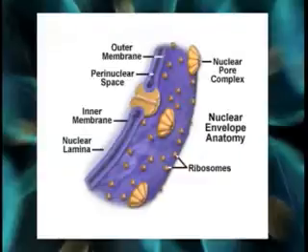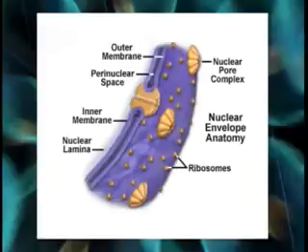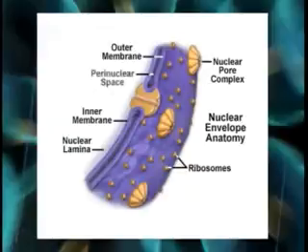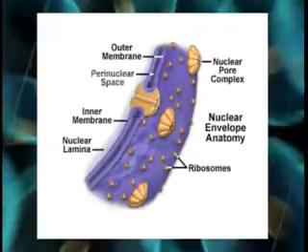The two membranes enclose an intervening space of about 100 to 700 angstrom, a fluid-filled compartment called the perinuclear space or cisterna. It is probably filled with fluid similar to that contained in the endoplasmic reticulum.